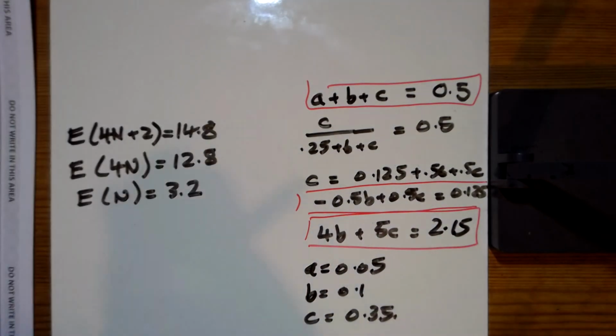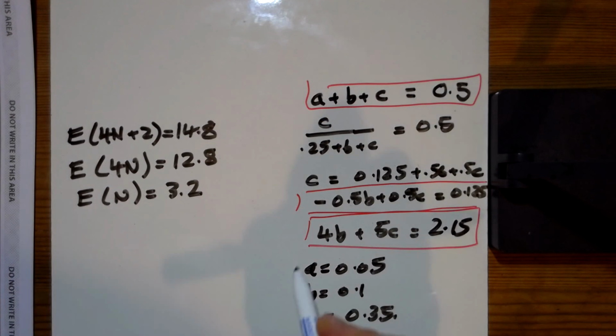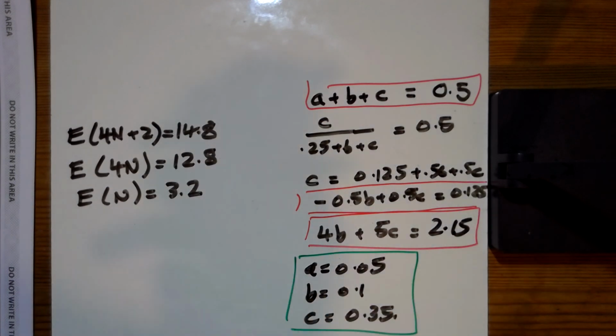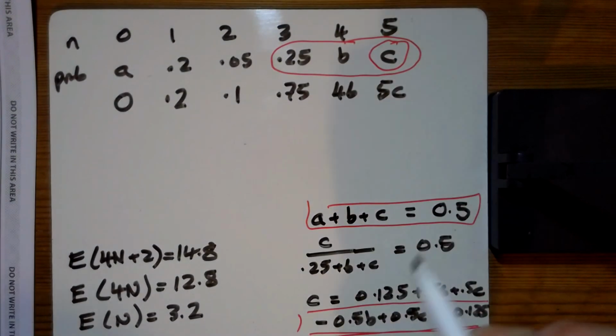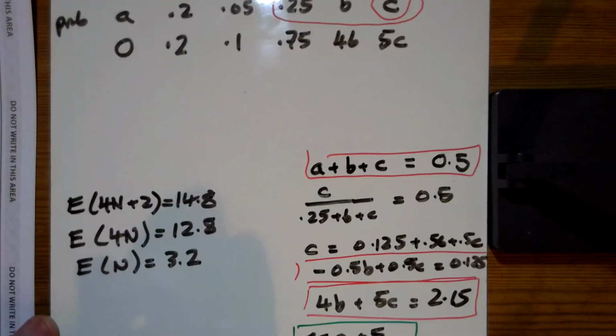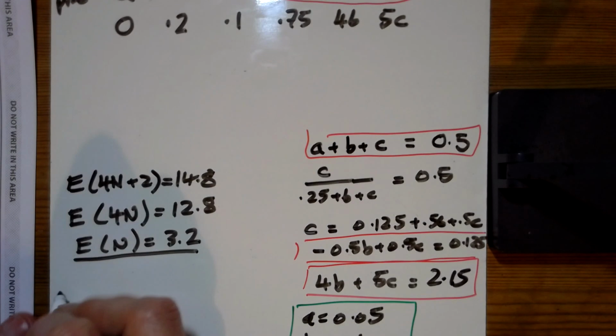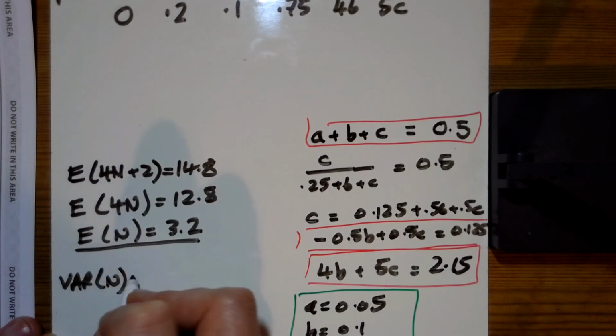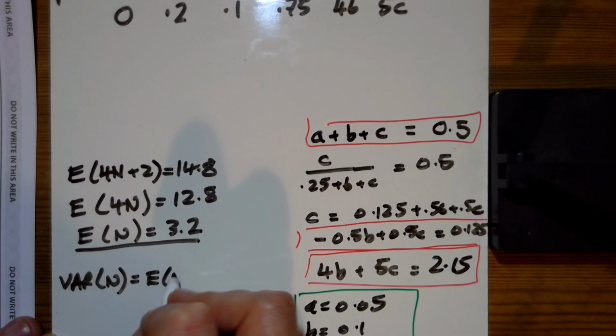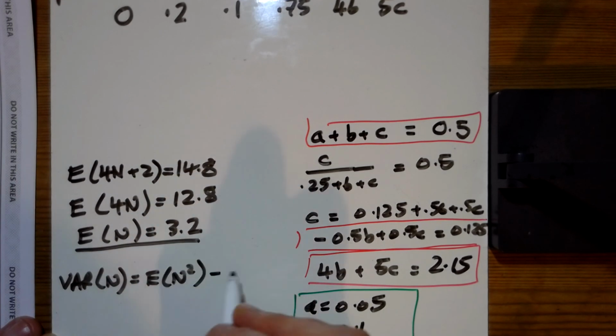Of course, that wasn't actually the question. So the question was, so we've got all of that there. We're going to put those back in at the top here. We do know what the expected value of n is. We need this thing here. So to find out the variance of n, we need to find out the expected value of n squared, take away that 3.2, which we've got there, all squared.